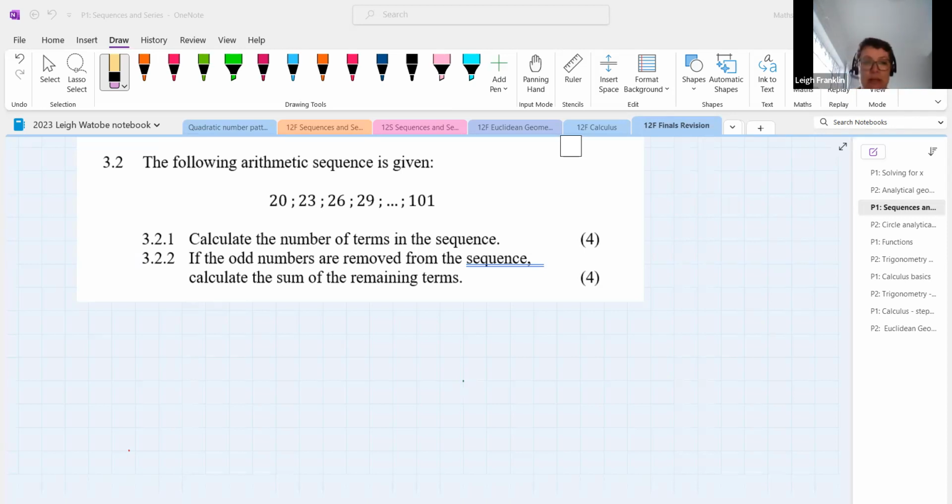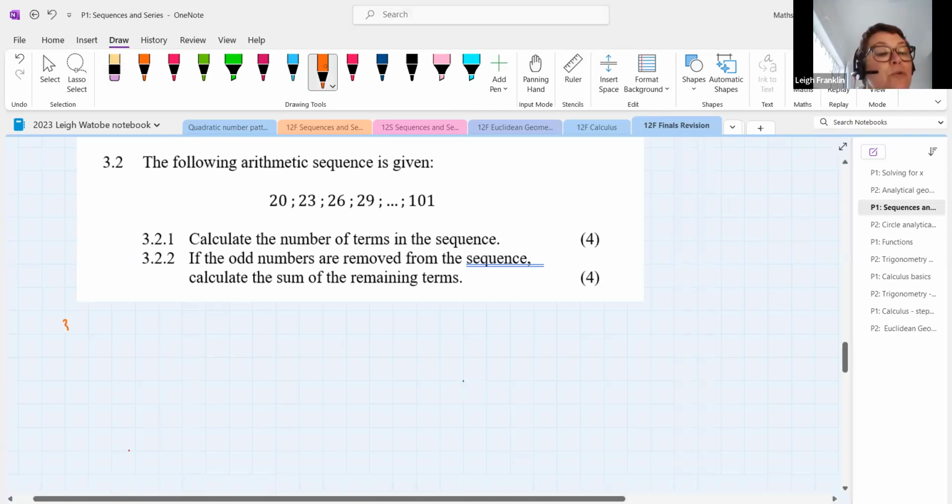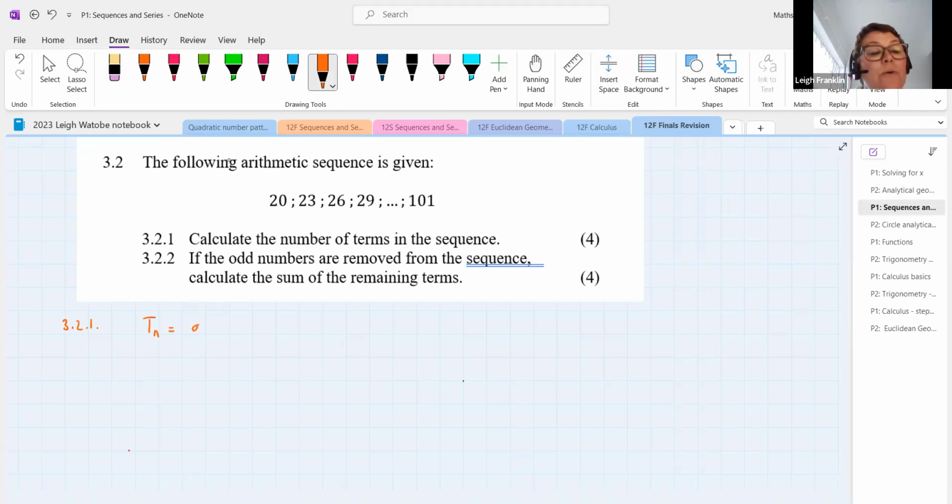That's not particularly difficult, right? We see that it's arithmetic, so we are going to use our Tn equals a plus (n minus 1)d formula. What would Tn be equal to in this case? It would be the last term in the sequence. So remember, this number 101 is the nth term. a in this case is 20. And the difference between our terms is 3.